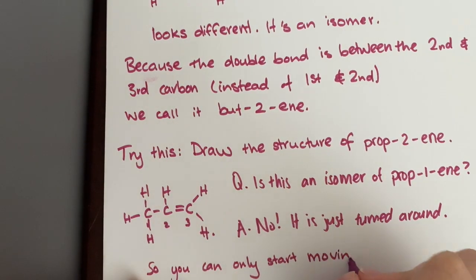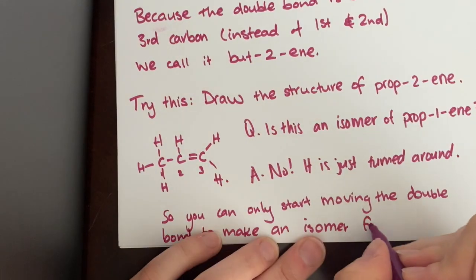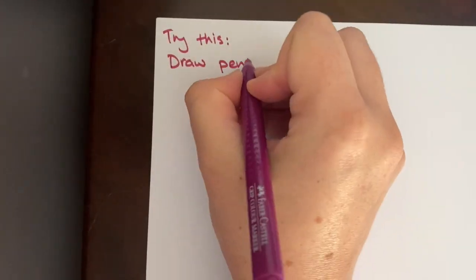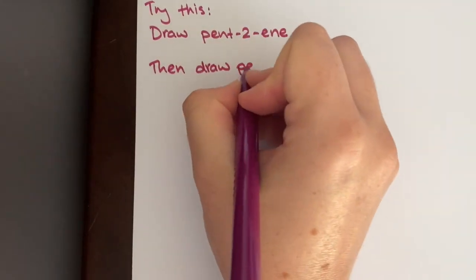So you can only start moving the double bond and forming an isomer once we have 4 carbons, so from butene. Okay, try this. Draw pent2ene. Then draw pent3ene.